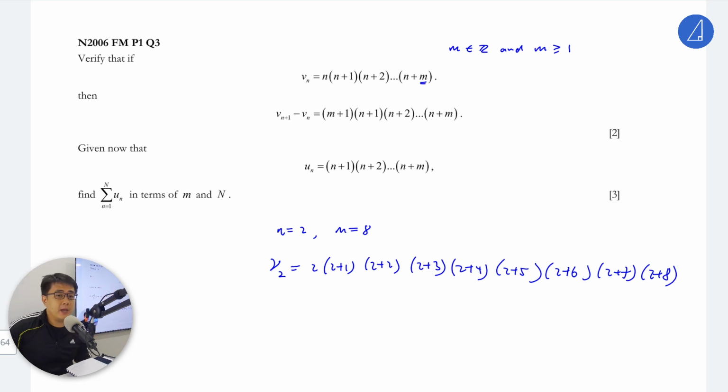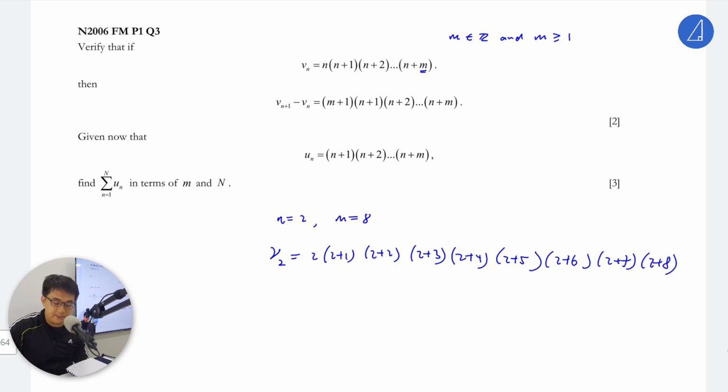So n can be any n. Let's say in this case I just put n equals to 2, and m is 8. So you have 2 plus 1, 2 plus 2, 2 plus 3, 2 plus 4, all the way to 2 plus 8. When you put numbers inside, it's easier to manipulate. Okay, so if this is Vn, you're asked to find Vn plus 1 minus Vn. Similarly, if too many unknowns are involved, it's always good to just put numbers in and try to understand what's going on.